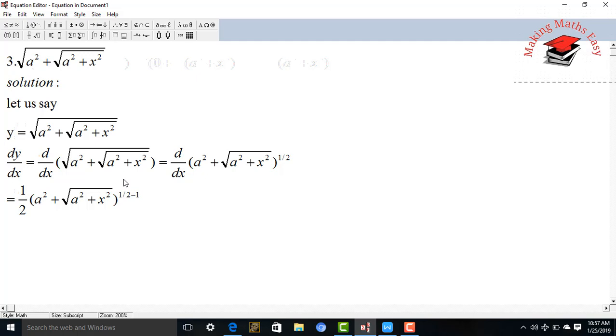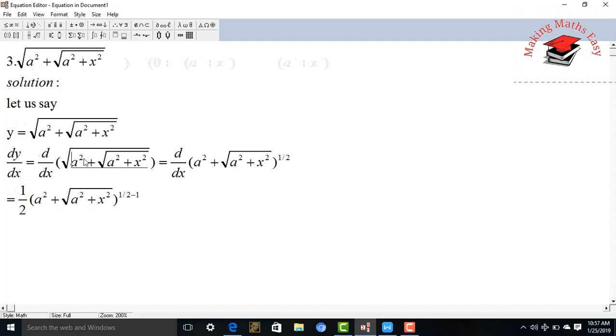But till now it is not over. So we will take a loop derivative. I told you in the previous video what the loop derivative is. If I have sine 3x, the derivative will be cos 3x into the derivative of 3x. So first I will take the derivative of the power, which is the square root. Then I will take the derivative of this expression, a square plus square root of a square plus x square, and then I will multiply or take the derivative.